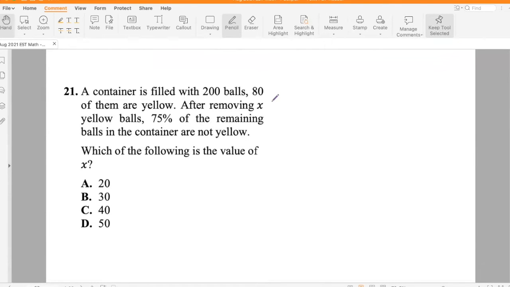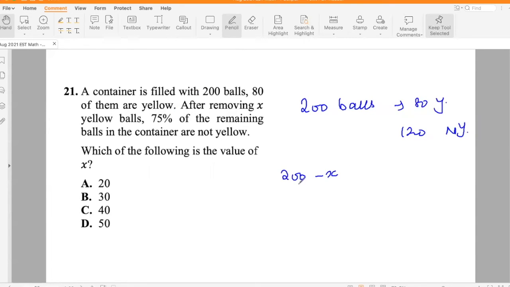A container is filled with 200 balls, 80 of them are yellow. After removing X yellow balls, 75% of the remaining balls are not yellow. Which of the following is a value of X? Okay, so there was 200 balls, of which 80 were yellow and 120 were non-yellow. And then you have removed X balls. So you have 200 minus X balls.